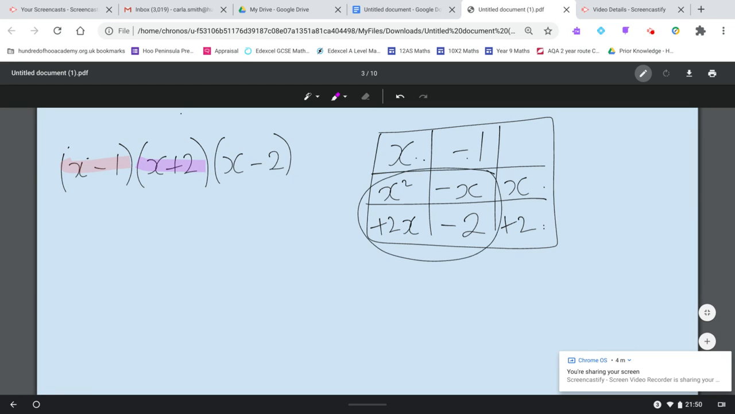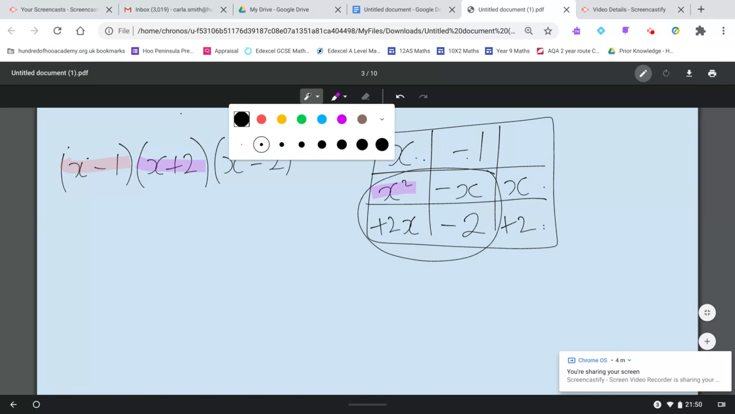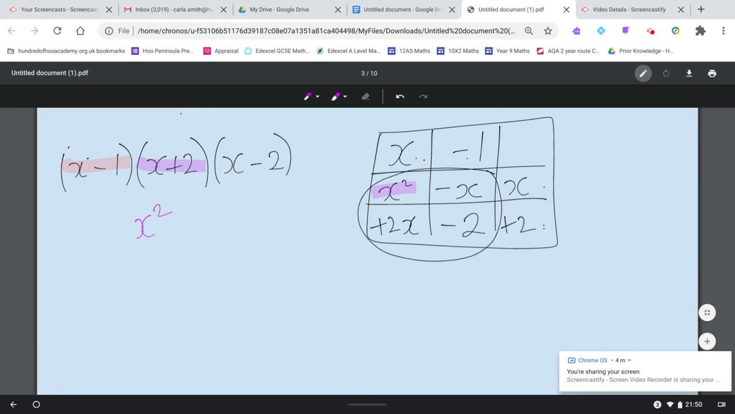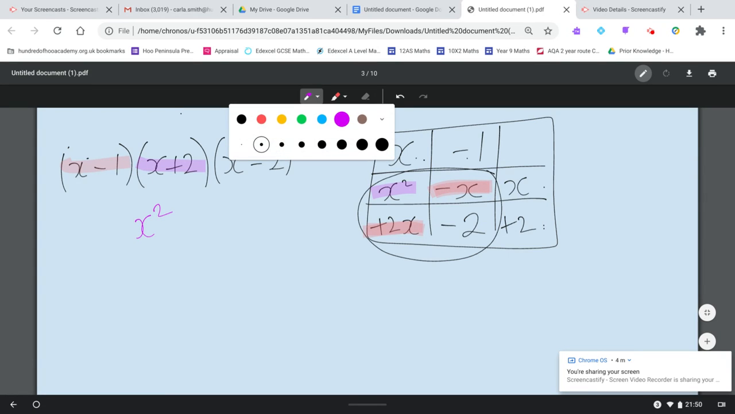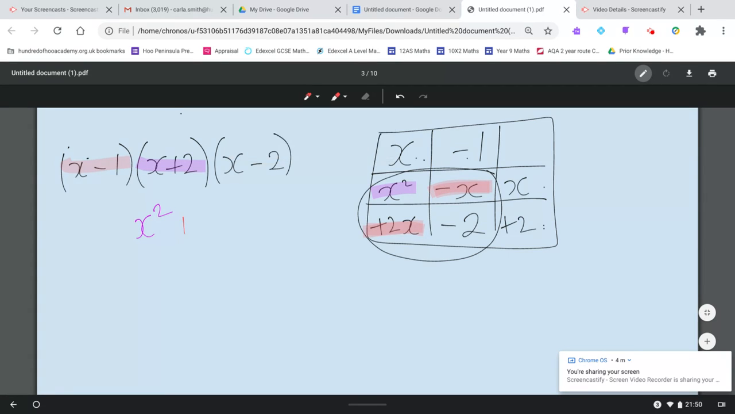However, I need to think about when I write the final expression for this bit, I need to think about writing it with collecting any like terms as well. So at the moment, the only x squared I've got is here. So that's going to stay the same. So I've got x squared. Then any x's, well, I've got a negative x and a positive 2x. So that's like 2x minus x. Well, that actually just gives me 1x left, and that's positive.